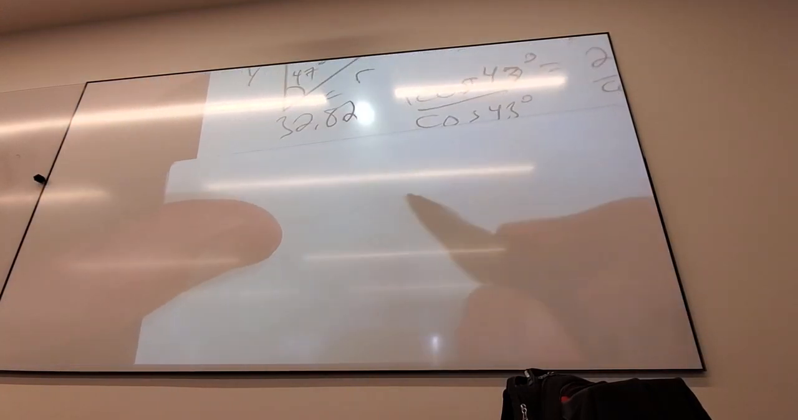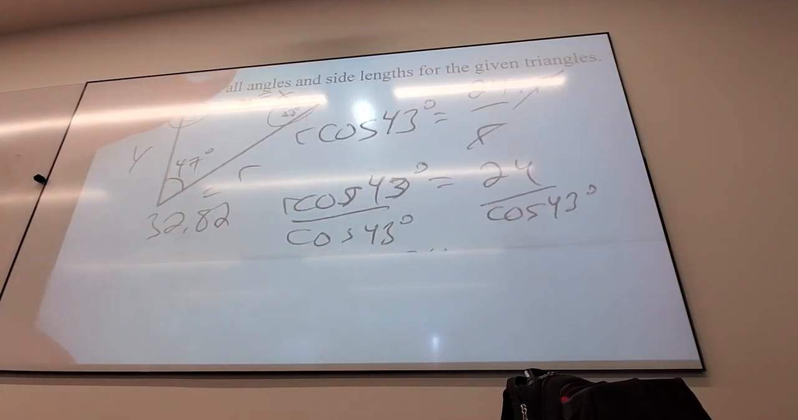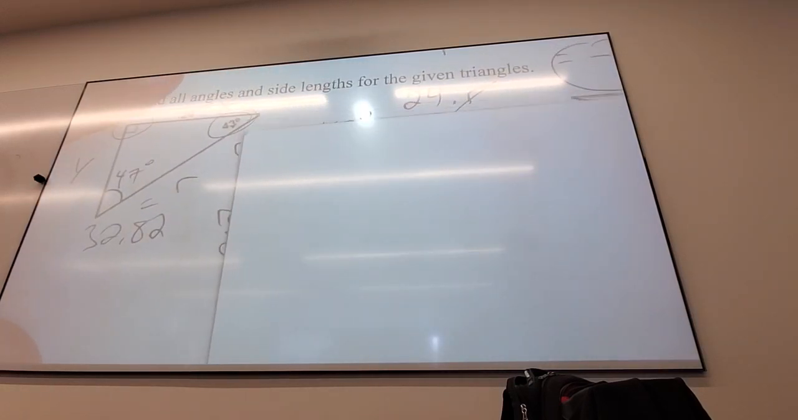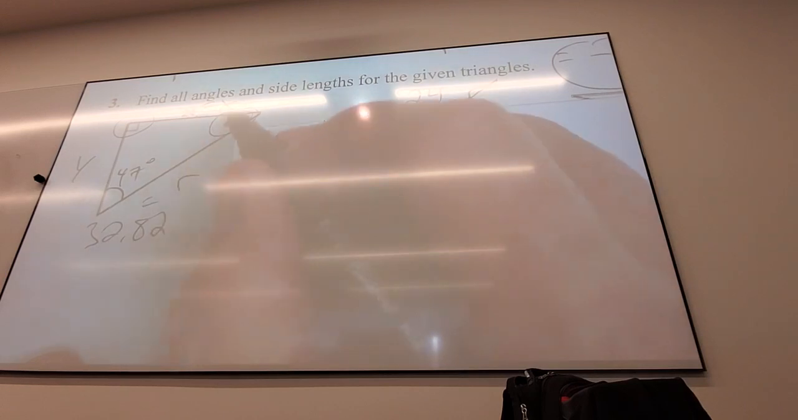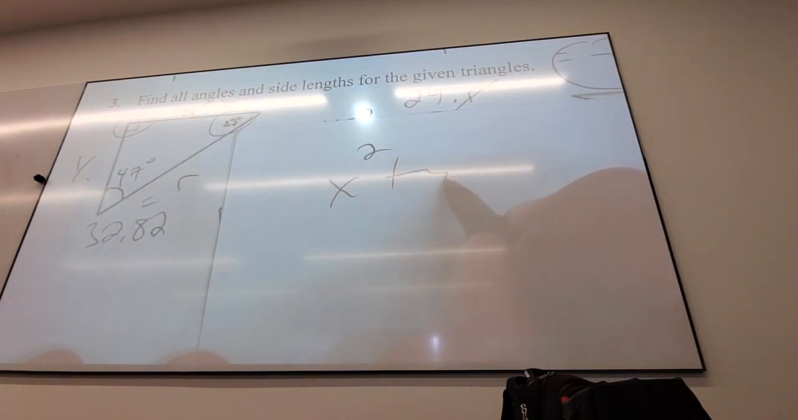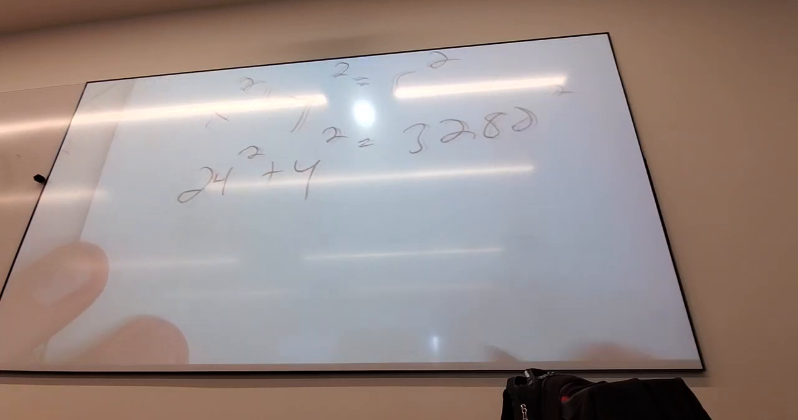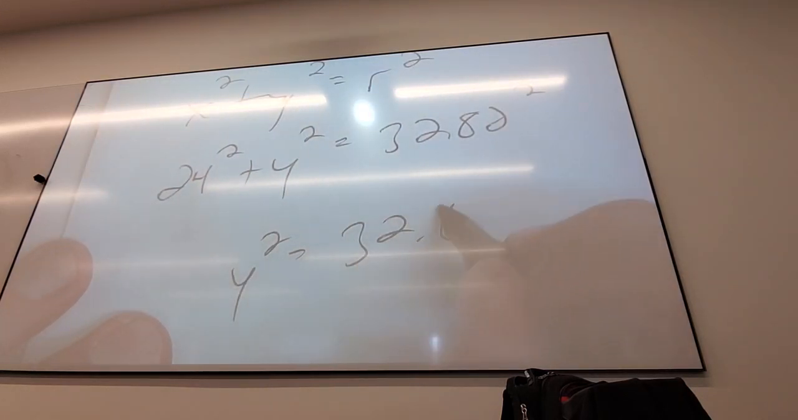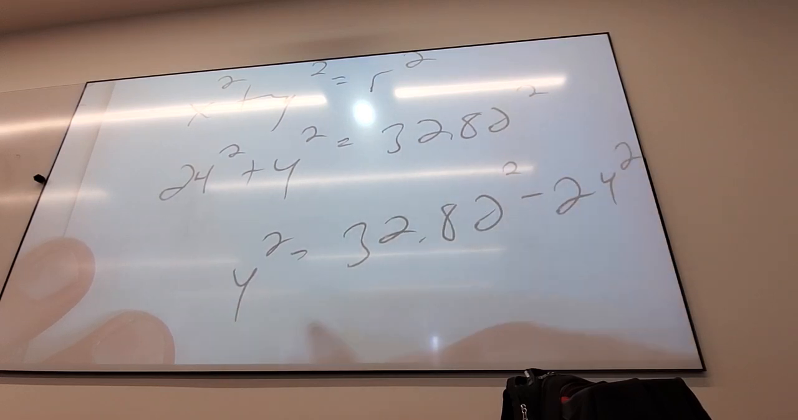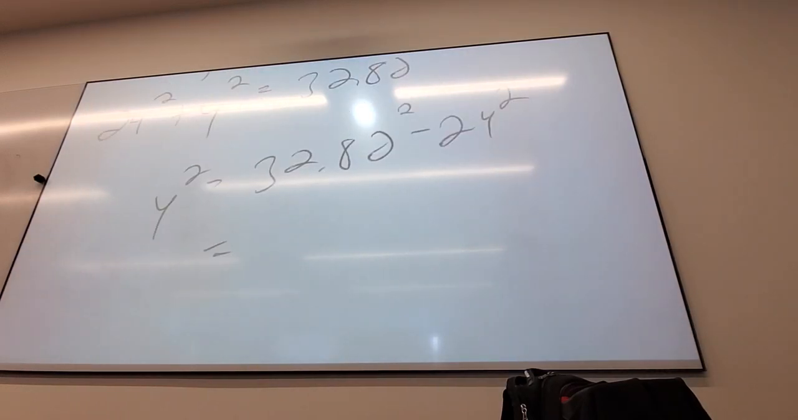Let's do the Pythagorean theorem first. How would I set up the Pythagorean theorem? Y squared plus 24 squared. Yeah, so these two sides have to add up to be the biggest side. So I'll get 24 squared plus y squared equals 32.82 squared. Right, so I get y squared equals this mess minus this mess. Who's got that for me? You guys have calculators.